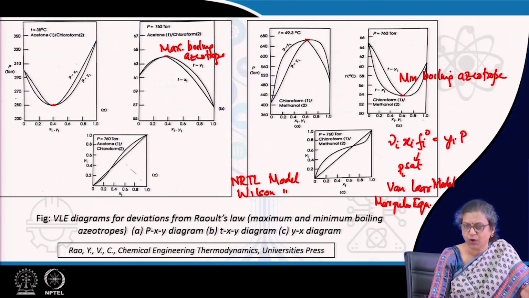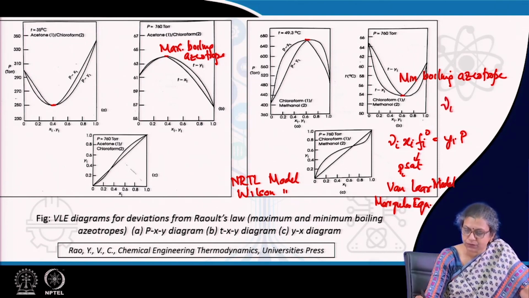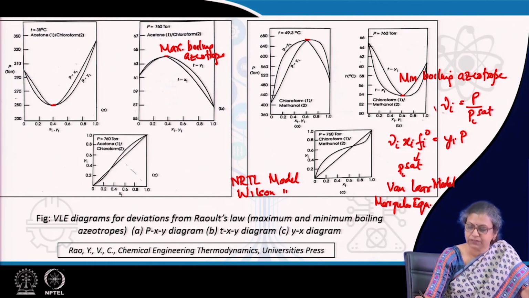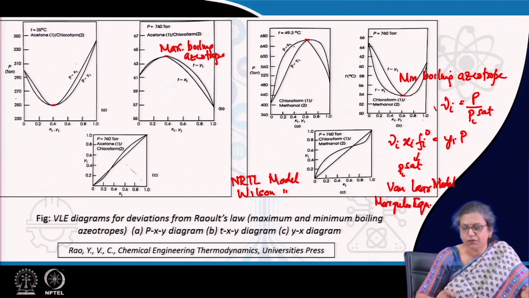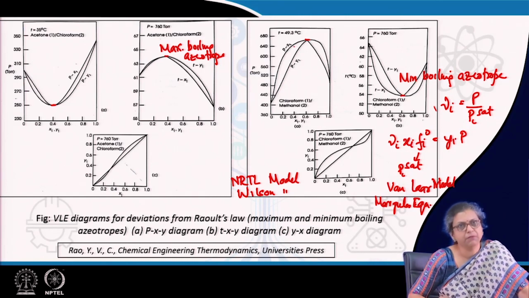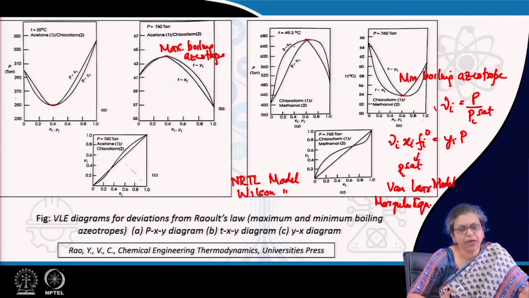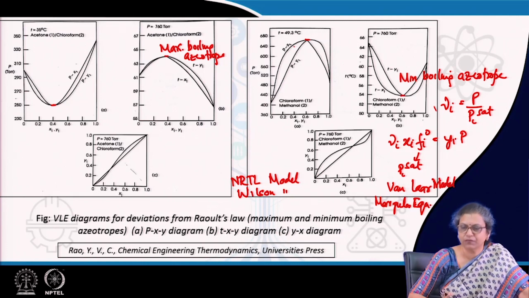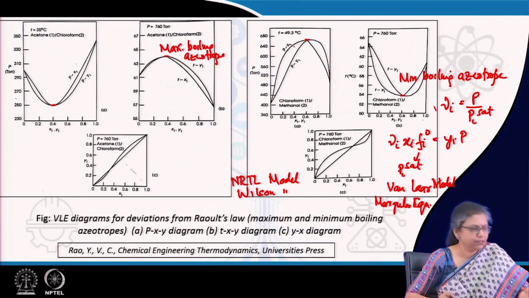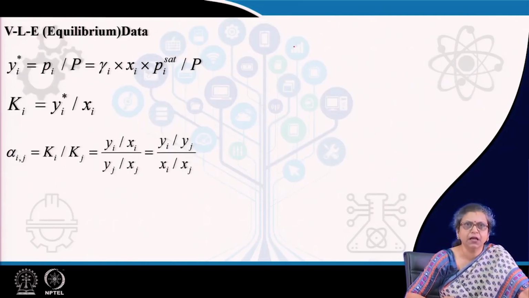x_i becomes equal to y_i. So under that condition we find that gamma_i becomes equal to P by P_i^sat. Therefore, finding the activity coefficients at the point of azeotropy becomes extremely easy, and it is very important to determine whether we are going to have an azeotrope, for two reasons. The moment we have an azeotrope, we cannot perform further separations by distillation, and at the point of azeotropy, we can estimate gamma_i, right.